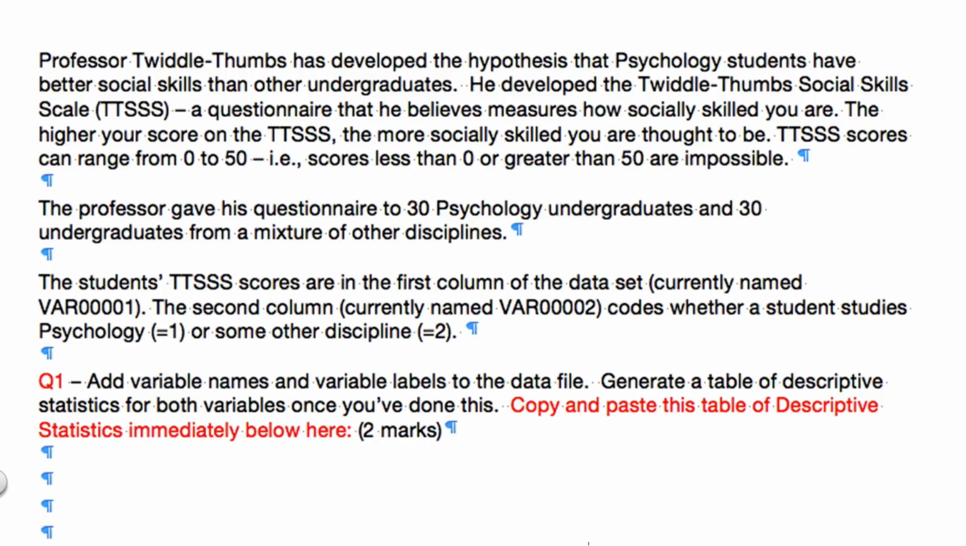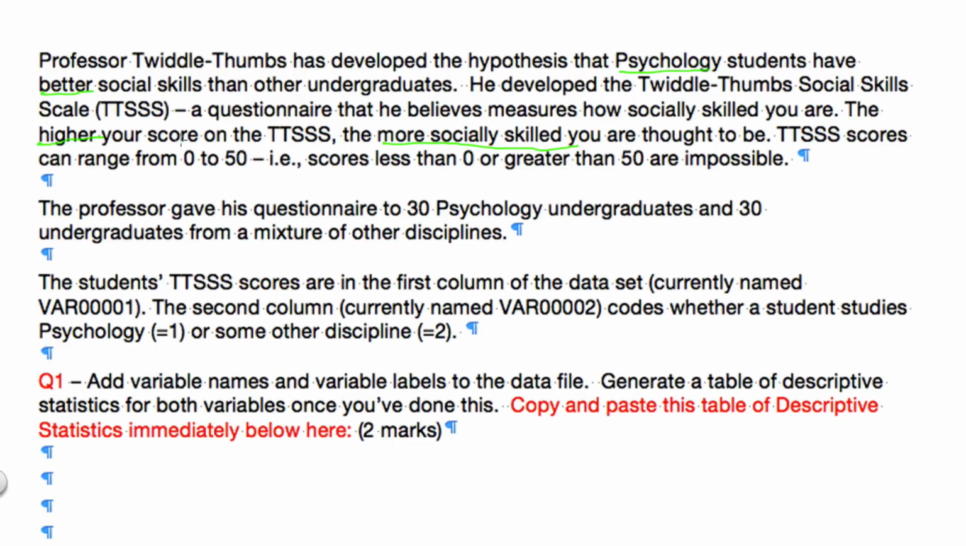Actually, the first 9 questions all relate to this simple study described at the beginning. Please forgive my taste for somewhat stupid names like Professor Twiddlethumbs. But anyway, we have this hypothesis that psychology students have better social skills than other undergraduates. We've got this social skills scale, the TTSSS, and the way that works is that the higher your score, the more socially skilled you're thought to be. So basically, this professor thinks that psychology students will have a higher score on the TTSSS.